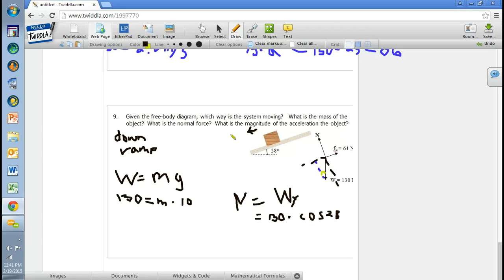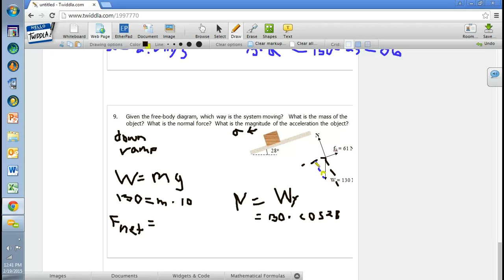Okay, then finally it says, what's the magnitude of the acceleration? Looking at this, if it's accelerating, we don't really know if it's accelerating, but if it is accelerating, which way do you think it's accelerating? Yeah, down the ramp, parallel to the ramp, down. Let's say the acceleration's that way. I need to write a net force equation. Now it's true, I know F net's equal to ma, but that's not really what I'm talking about. When I say write a net force equation, I'm talking about looking at your free body and writing a net force equation from the free body.